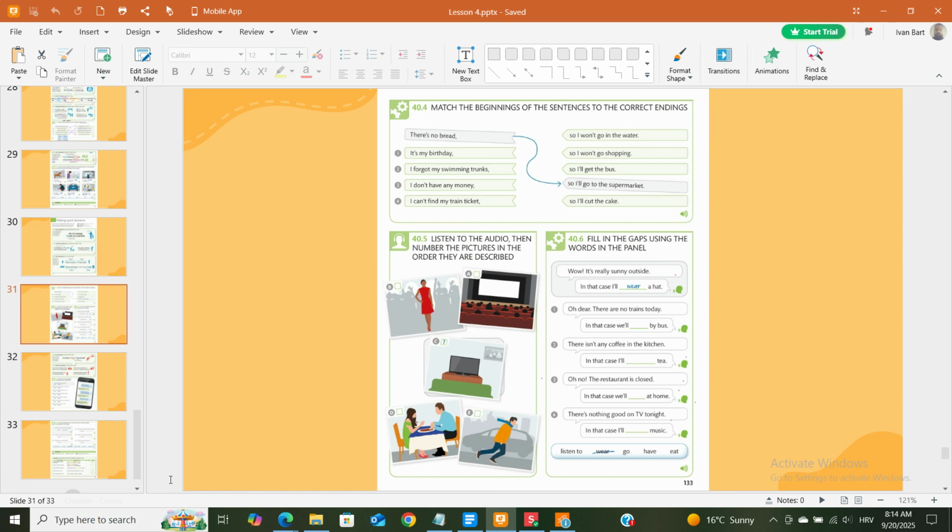40.5 Listen to the audio, then number the pictures in the order they are described. 40.6 Fill in the gaps using the words in the panel.